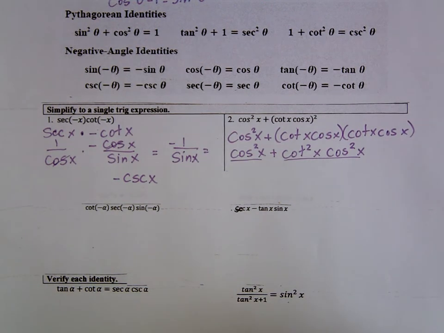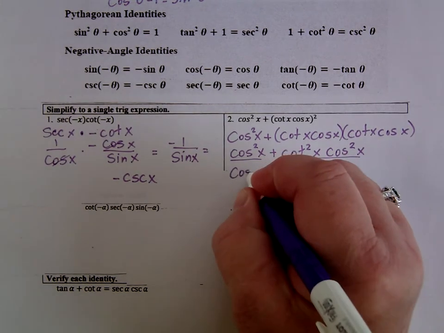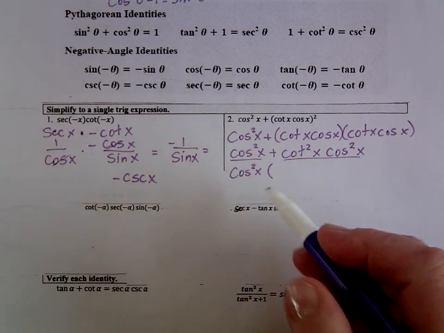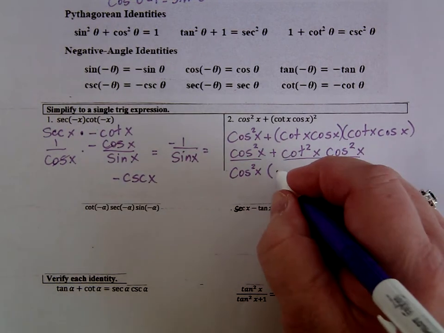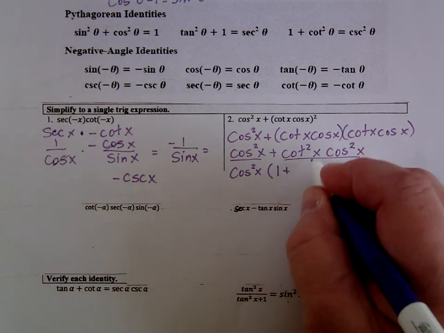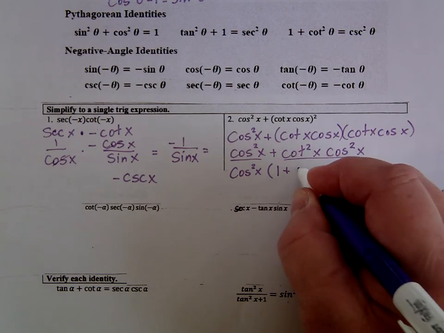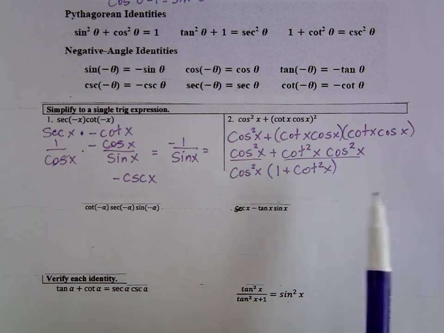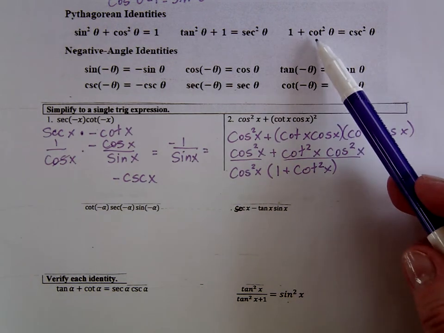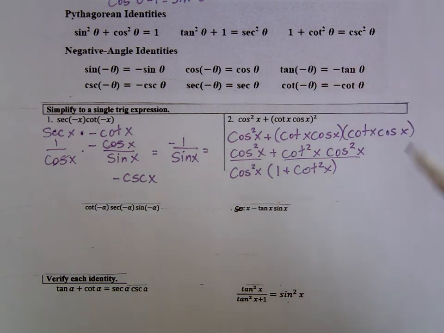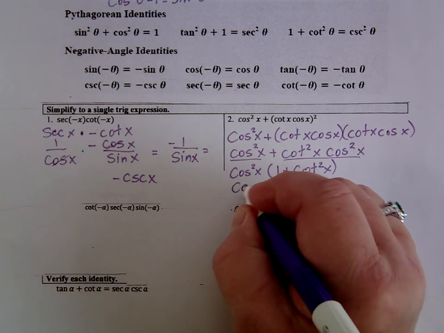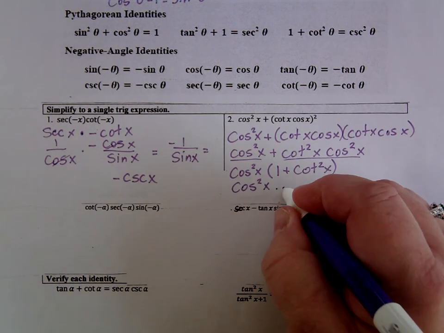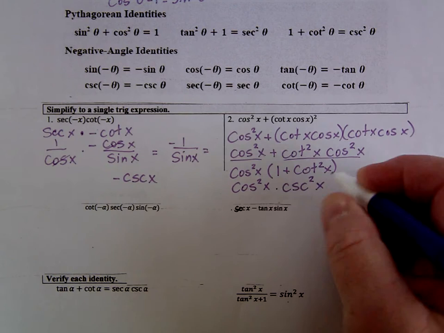So what I can do next is they both have a cosine squared x. I can factor that out. So if I factor out a cosine squared x, that's going to leave me with a place value of 1. Take the cosine squared away from this guy, I've got a cotangent squared. And so if I look up above, I see, oh wow, look, 1 plus cotangent squared is cosecant squared. So I can make that replacement. Cosine squared x times cosecant squared x.